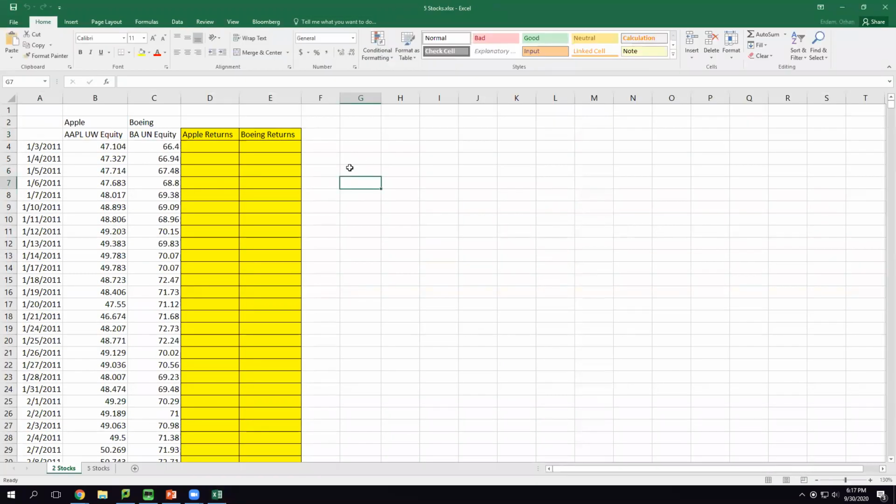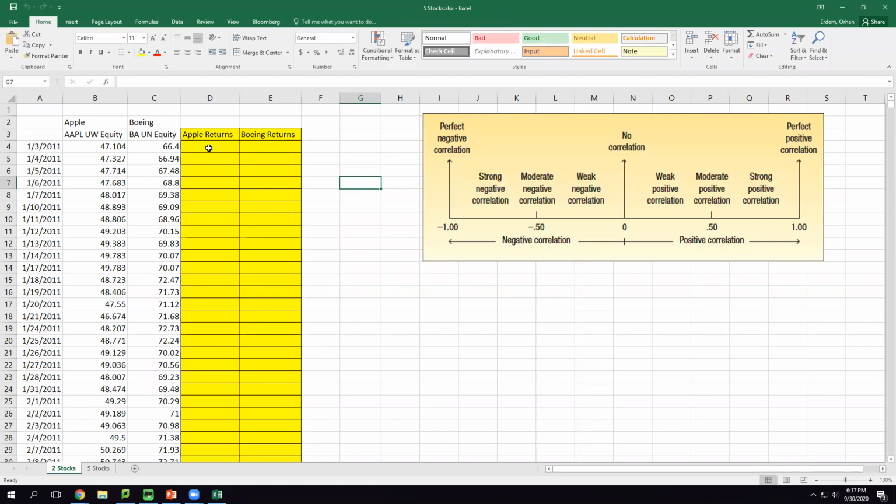Just click enable editing. You should be seeing two stocks there, Apple and Boeing. Yep, I've got them. Perfect. So when you open it, these yellow cells are the cells to fill. So let's fill them together.